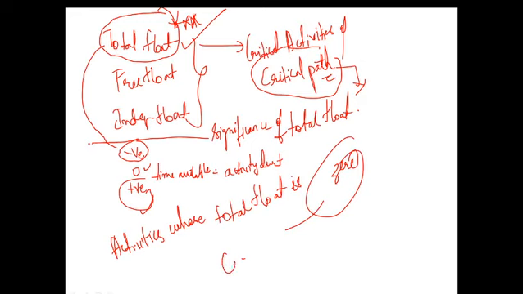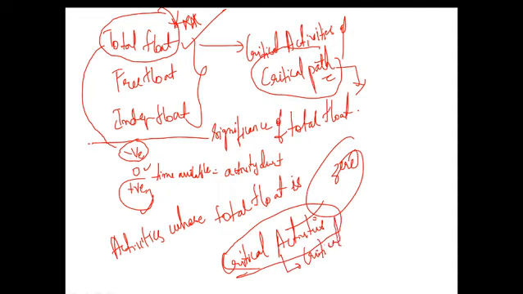Those are nothing but critical activities. The activities joining these critical activities, the path of these critical activities, becomes the critical path. And remember one more thing: total float is always greater than free float and independent float.